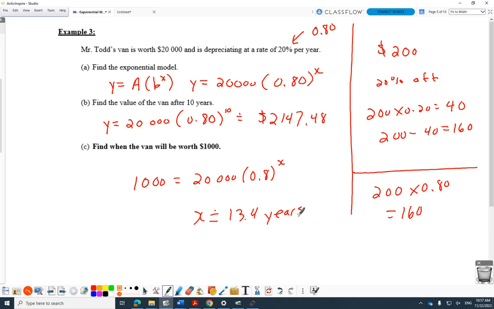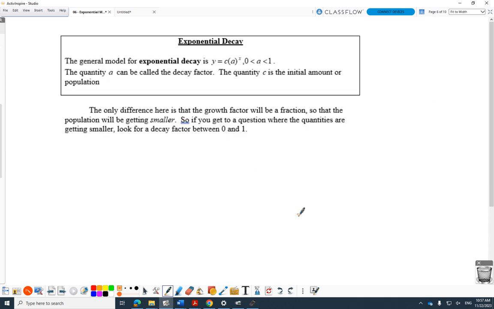There it was. So I mentioned that in the notes here. I say, well, for exponential decay, use the exact same thing. The only difference is the growth factor is going to be a fraction or a decimal that's between 0 and 1. This was on the assignment, or something like it. Because it's the same stuff. I remember writing these lessons, it's just in word problems. That's the only difference.